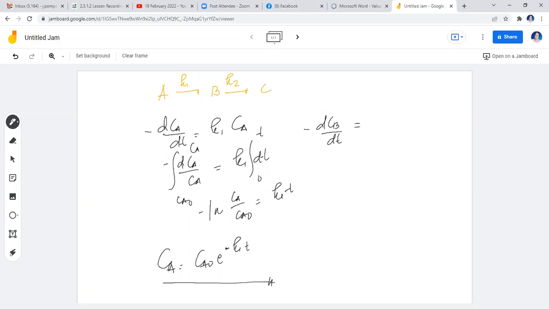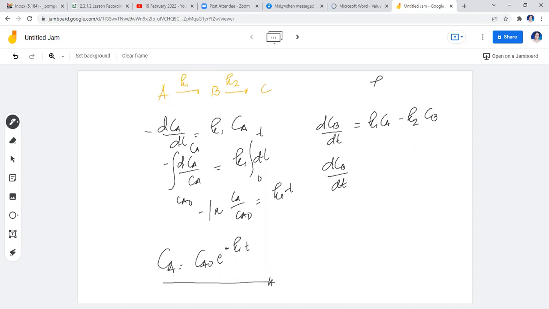Now, as for B, you will have to write the net rate of reaction in terms of component B. I'll consider the B here as positive. As a product, to make it positive, you will have k sub 1 C sub A. And here, it's a reactant, so you will have minus k sub 2 C sub B. Okay? Now, this one, you can place here dC_B/dt.